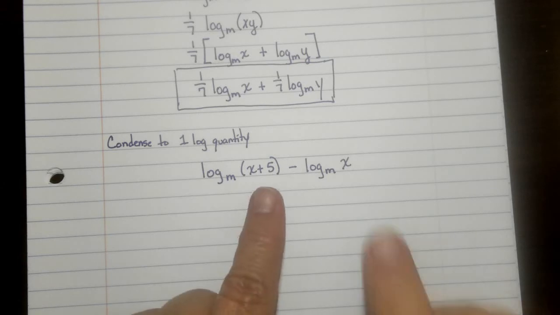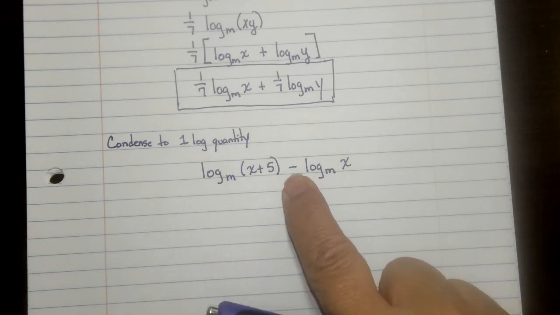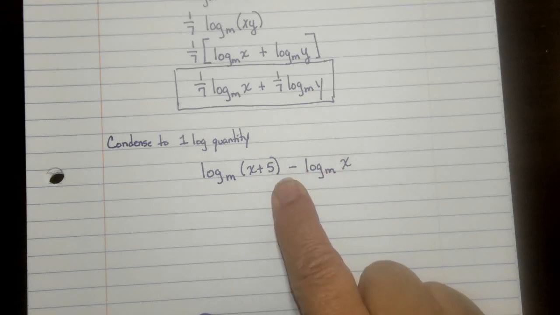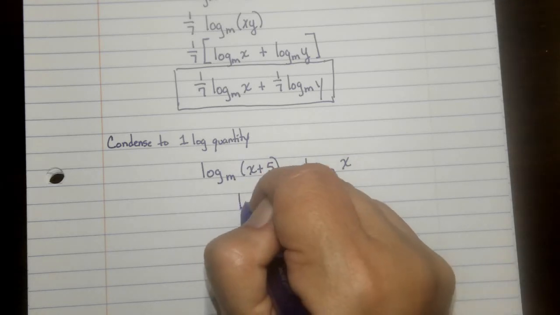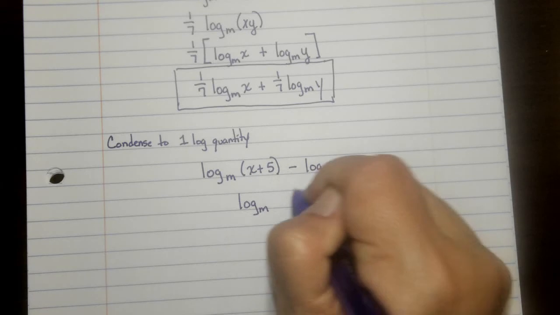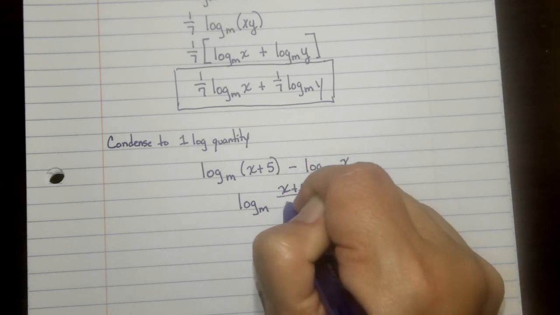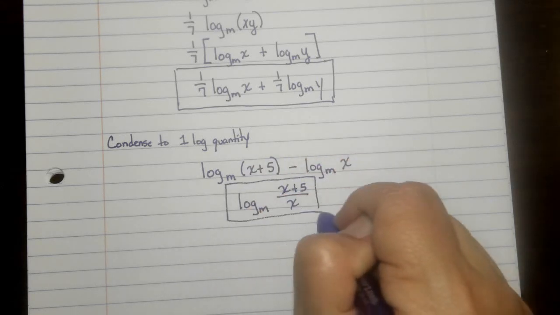Alright, so notice here I have the log with the same base, and what operation do I have in the middle? Subtraction. That comes from my quotient property. So there's a property that says if you have log of two things and you're having subtraction, that comes from the first one being divided by the second one. So we would just write this as log base m of x plus 5 divided by x. And now we have it down to a single log quantity.